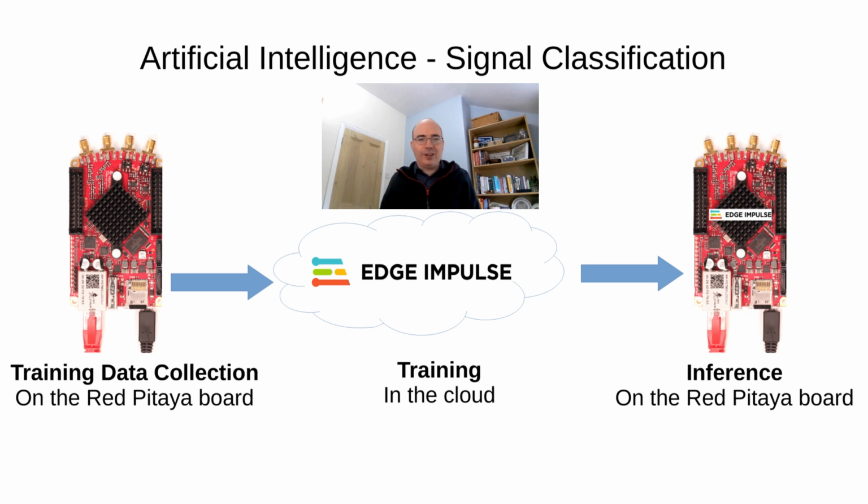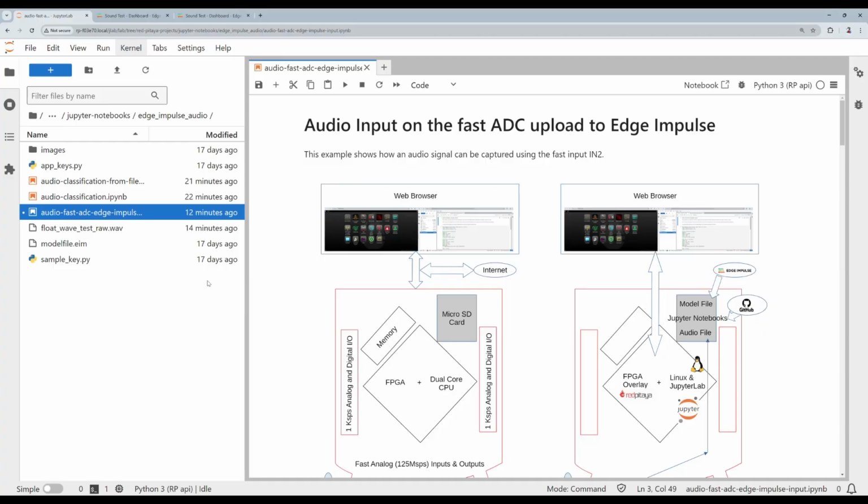This is an update video for artificial intelligence signal classification on the Red Pitaya. I thought I would do an update video that shows a zoomed in version of data collection, training and inference for the Red Pitaya board using Edge Impulse. This is the third video in the AI Edge Impulse signal classification series. This is just a quick update video.